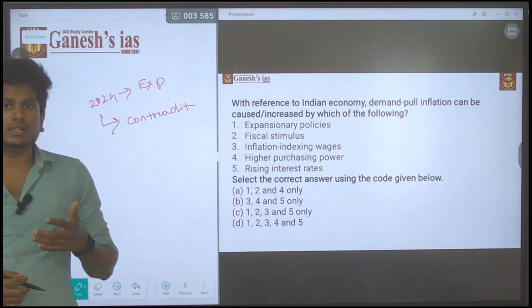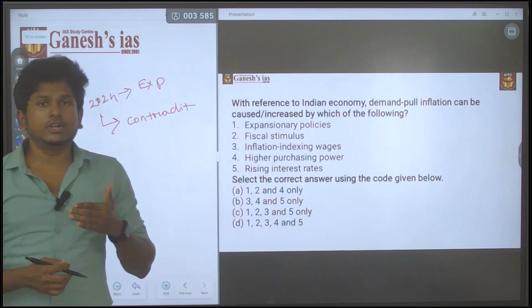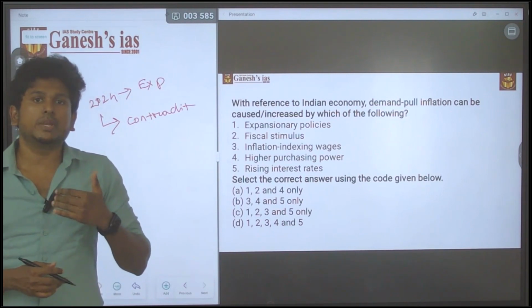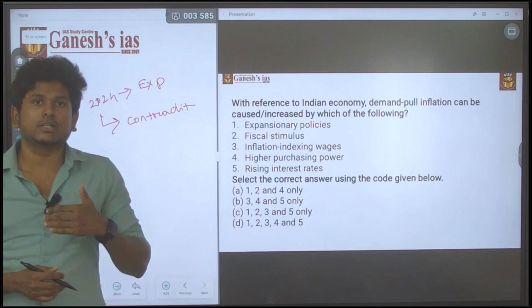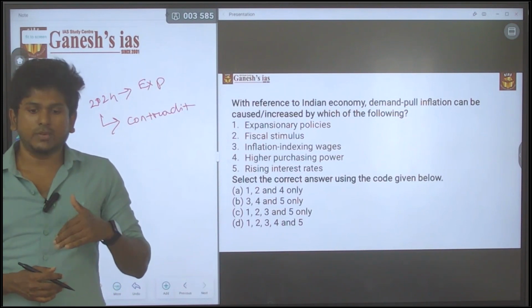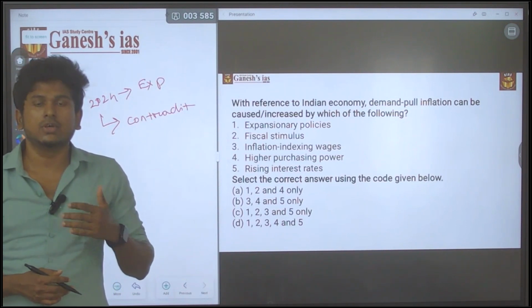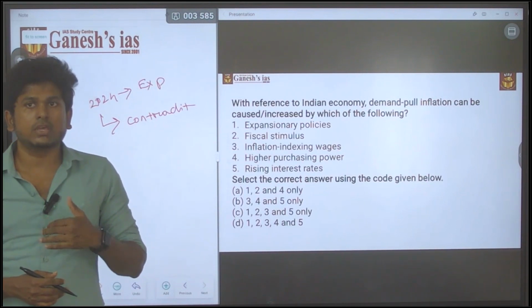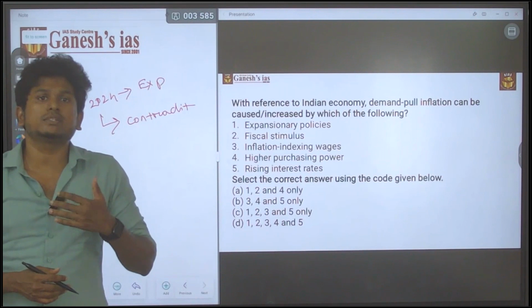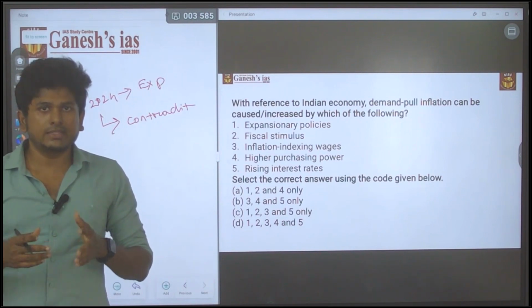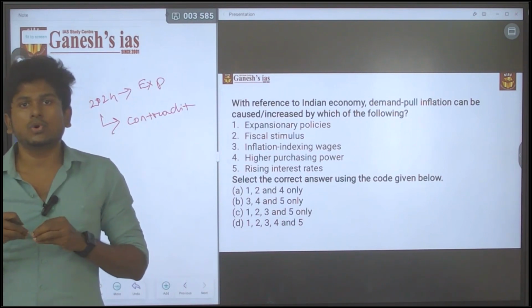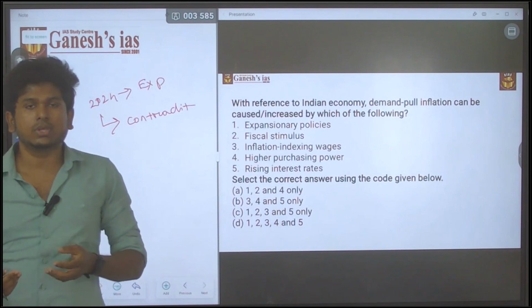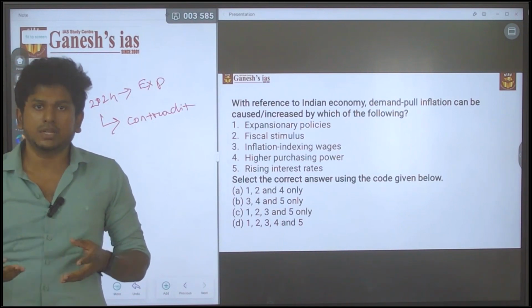So what is an expansionary budget? It means reduced taxation, a lot more spending by the government, a lot more spending on the people, like providing more infrastructure facilities, building more dams, bridges, roads. That is called expansionary policy. By that they are infusing a lot more money into the market.